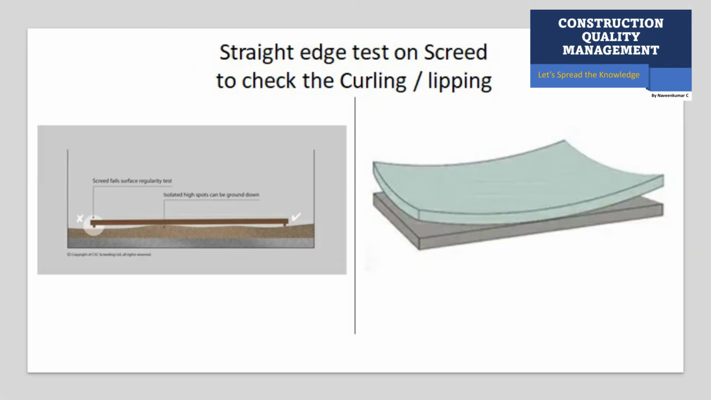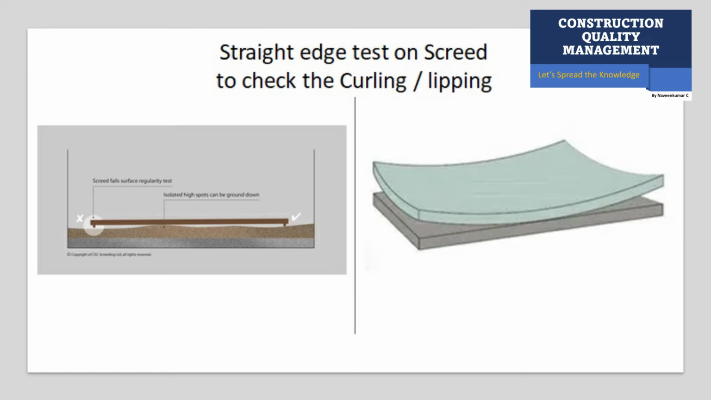The photo shown here is for straight edge test for curling and lipping check. The photo itself is very much enough to understand the curling and lipping issues in the screed. On the right side, you can see a lippage where the entire screed got bent or curled at the edges, and any undulations can be checked with the straight edge.